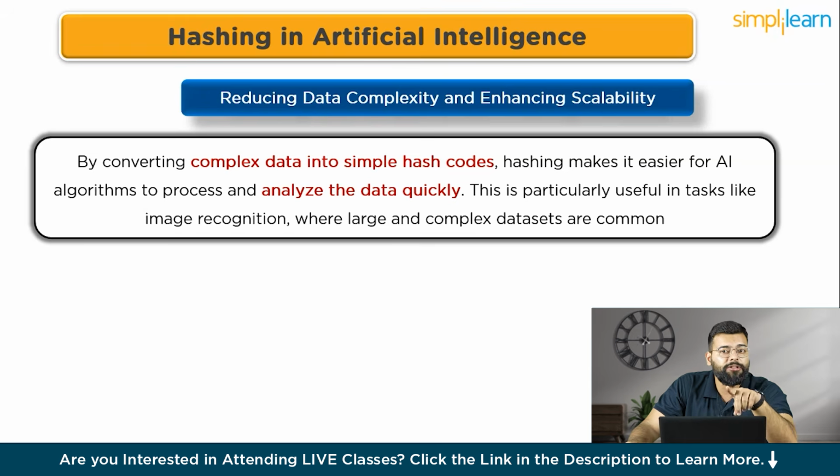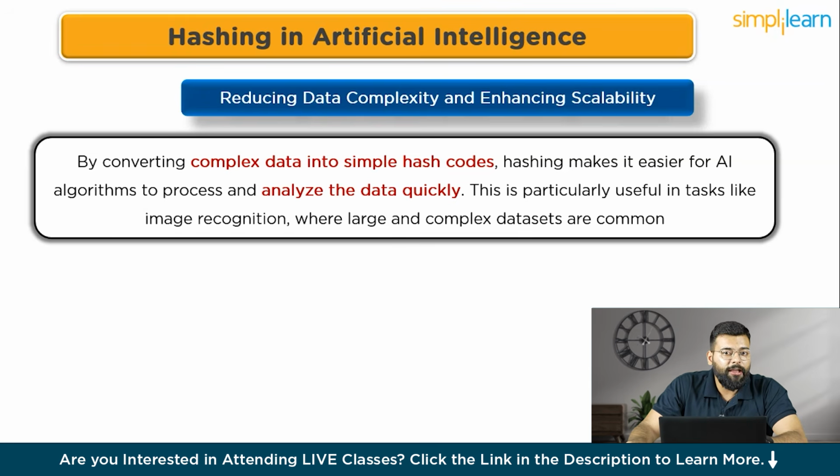Then comes speeding up search and retrieval. Hash functions allow AI systems to quickly find and access data. For example, in natural language processing (NLP), hashing can be used to index and retrieve text data swiftly, improving the performance of search engines and chatbots.